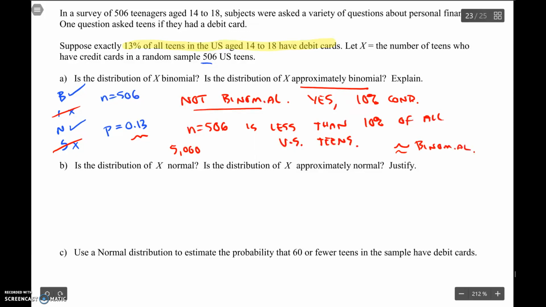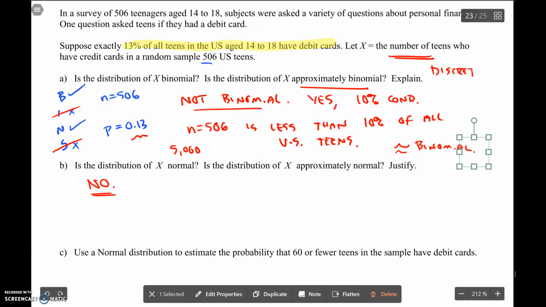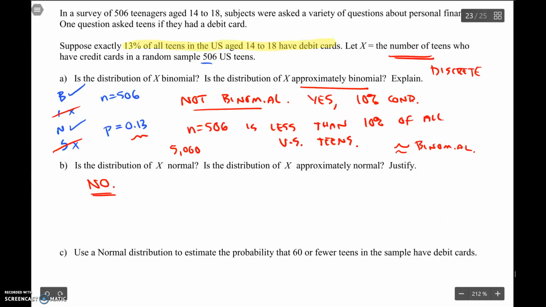Okay. Is the distribution normal? No, of course not. We're talking about getting 506 kids and asking them if they've got a debit card or not. It's a yes or no question. It's success, failure. It's not even numerical, really. No, I take that back. I'm sorry. We are recording the number of teens. So it is numerical, but it is definitely discrete. That's what I should have said. So it can't be continuous. It's discrete, not continuous.